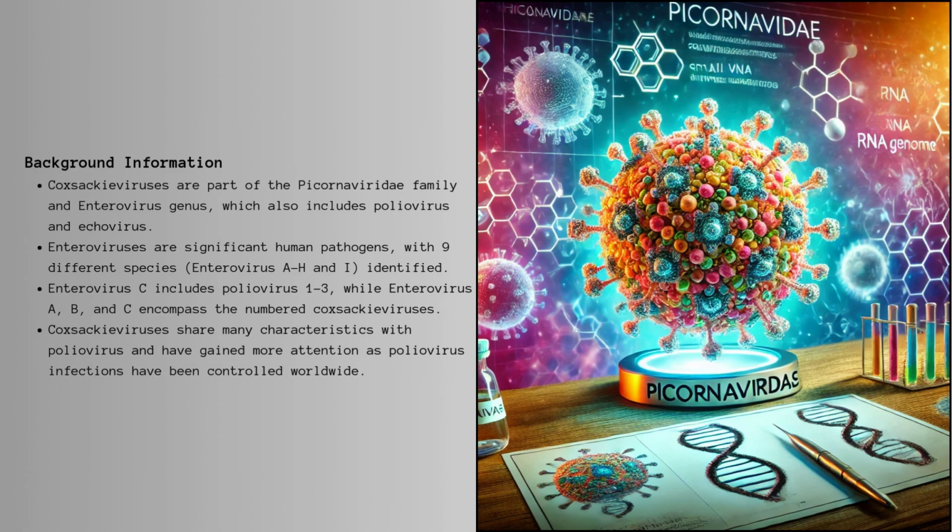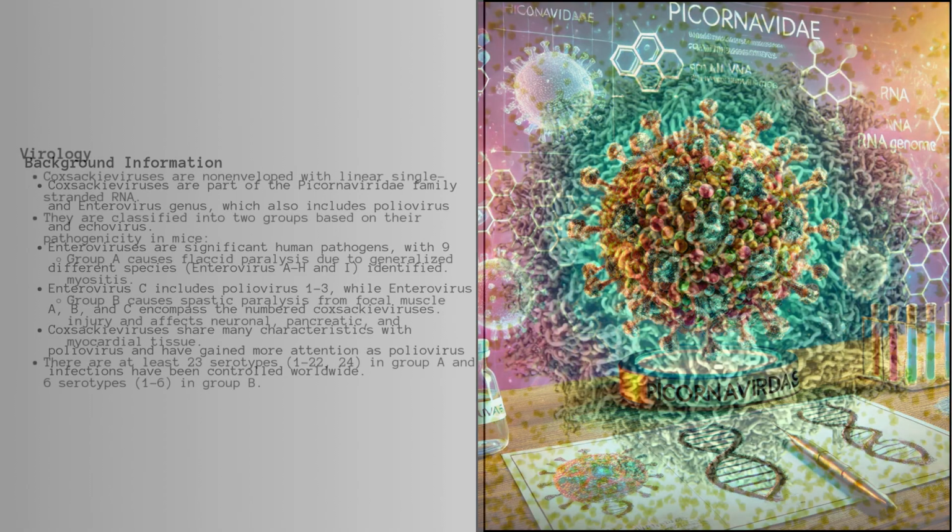They are pivotal human pathogens with multiple species identified, labeled from enterovirus A to I. These viruses have been under increased scrutiny, especially as the global control of poliovirus has shifted focus toward understanding and managing non-polio enteroviruses like Coxsackieviruses.